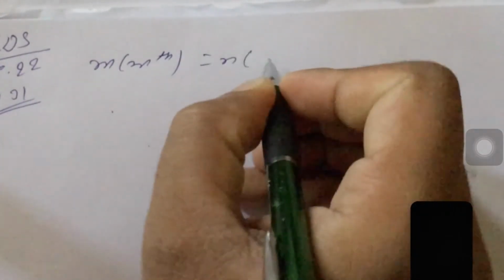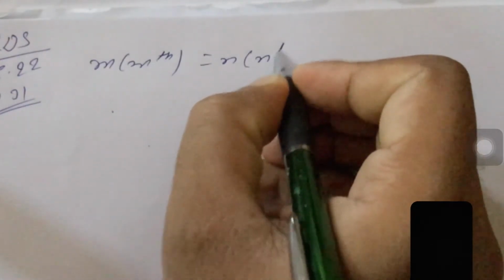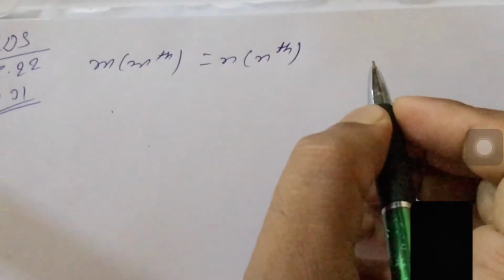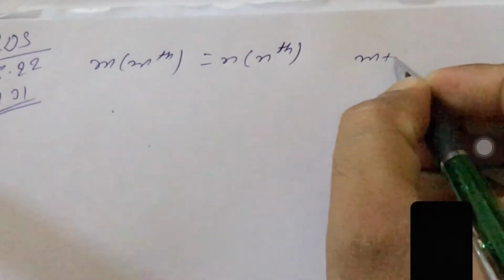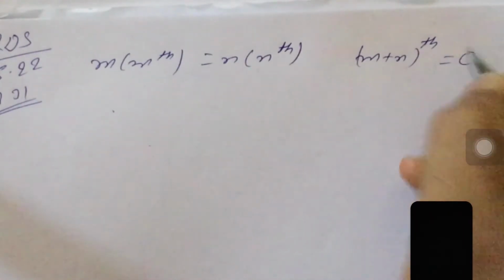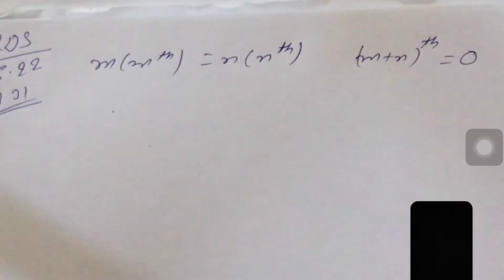Question page number 5.22, example number 31. Look at what the question is saying: if m times the mth term of an AP is equal to n times the nth term of the AP, then prove that the (m plus n)th term is equal to 0. This is the question, right?